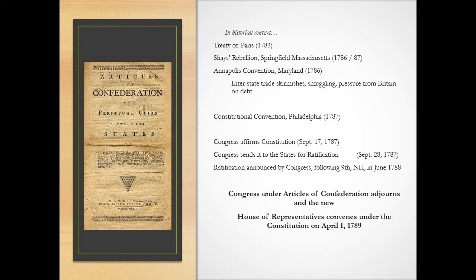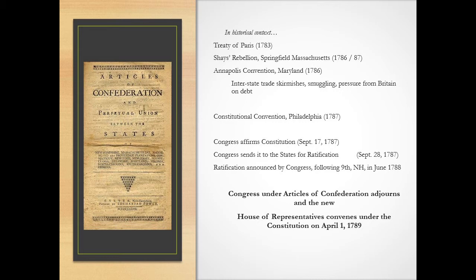To further the timeline, Congress affirmed the Constitution September 17, 1787. It sent it to the states for ratification on September 28th. Ratification was announced by Congress following the ratification of the ninth state, New Hampshire, in June 1788. And then the other four states added on. Congress, under the Articles of Confederation, adjourned, and the new House of Representatives convened under the new Constitution on April 1st, 1789. All right.